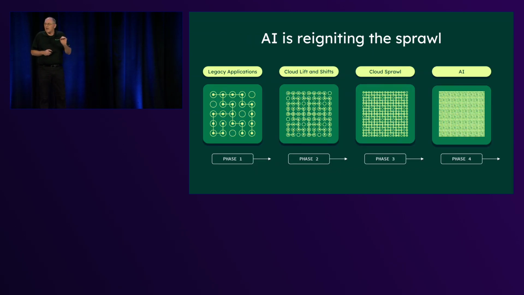AI is now reigniting all of this sprawl that we just talked about, right? I mentioned vector indexing. Vector indexing is a real small part of the AI workload. And what we're seeing is the risk of this added complexity creeping right back into the operational data store again. Right? With the need to support AI workloads.